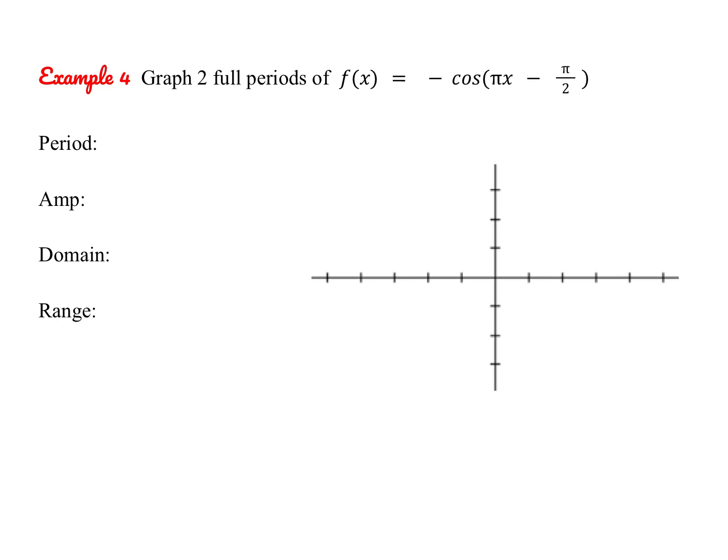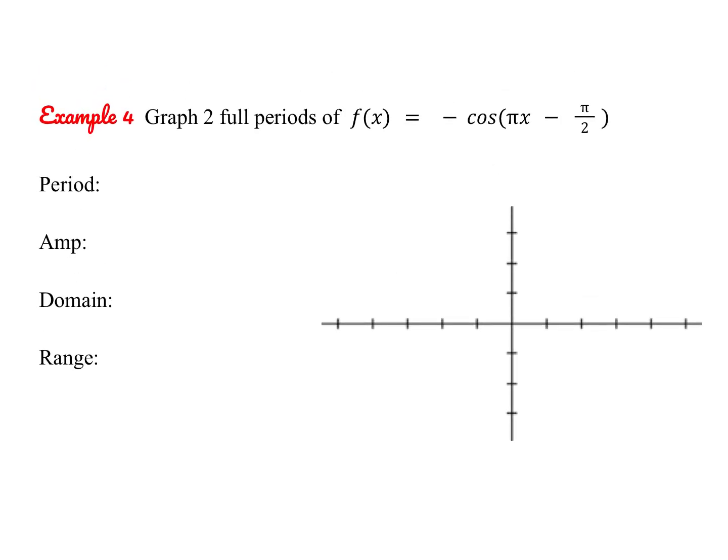All right, so now we're going to try one that's a little bit trickier. Here you can see that we have a horizontal shrink and a horizontal shift. So remember, anytime you see both, we absolutely need to make sure that this b value is factored out. So the first thing I need to do here is factor out pi. So we have negative cosine times pi times x minus 1/2, because I'm dividing by pi here.